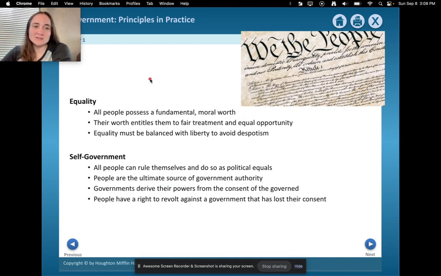All right, so equality is that all people possess a fundamental moral worth. Their worth entitles them to fair treatment and equal opportunity. Equality must be balanced with liberty to avoid despotism. I don't know what that word means, but cool. And then you have self-government. All people can rule themselves and do so as political equals. People are the ultimate source of government authority. Governments derive their power from the consent of the governed. So that means the people have to approve their government. And then the people have the right to revolt against a government that has lost their consent.